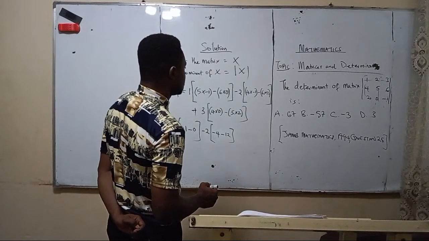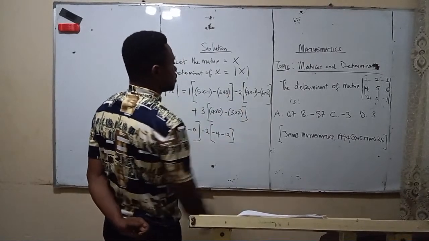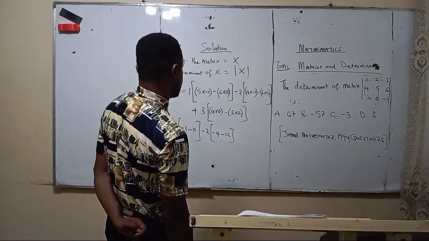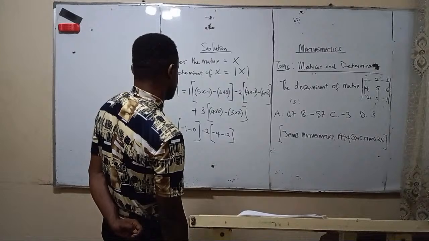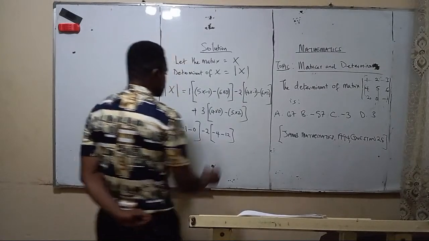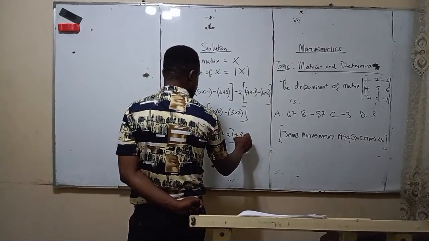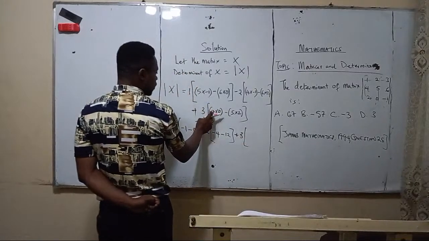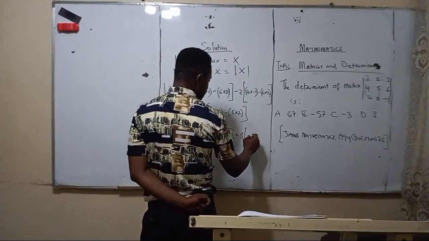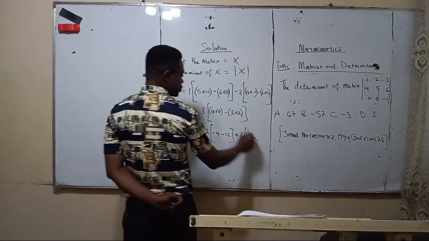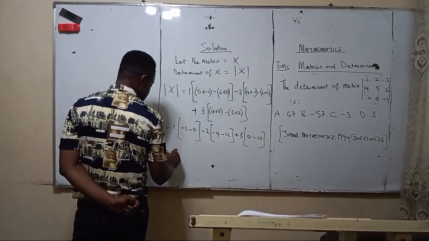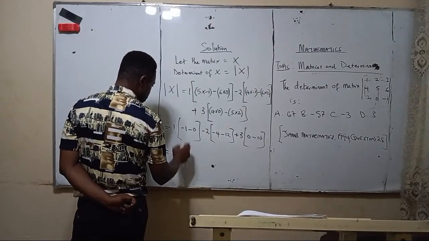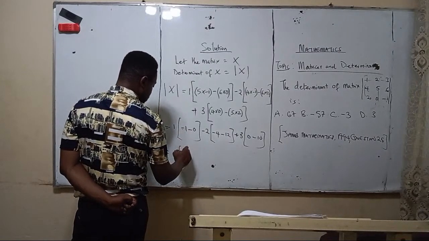Are we together? Okay, correct. So then plus 3. 4 times 0 is 0. Minus 5 times 2 is minus 10. So let's simplify further. We have 1, minus 1 minus 0 is minus 1.